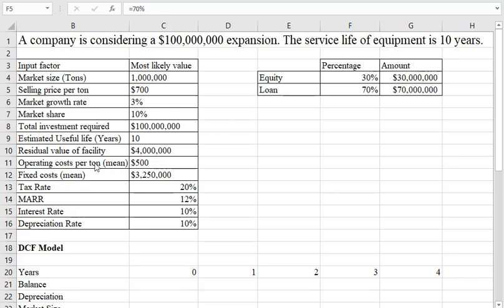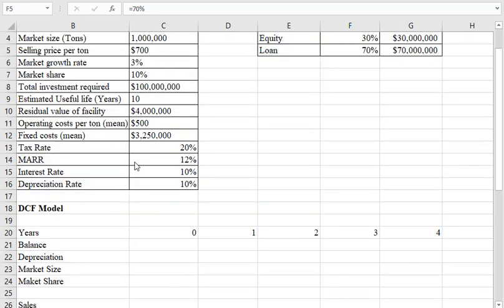The operating cost per ton is $500. The fixed cost is $3,250,000. The tax rate is 20%. The minimum attractive rate of return is 12%. The interest rate for the loan is 10%, and the depreciation rate is also taken as 10%. For this initial investment, we will assume that 70% of the investment is taken as a loan and 30% as equity. Now let's move towards the discounted cash flow model.